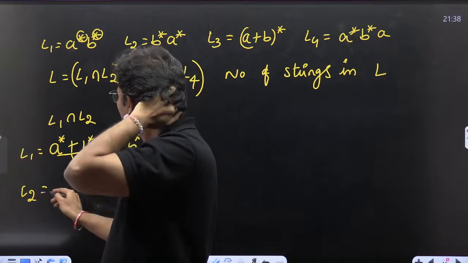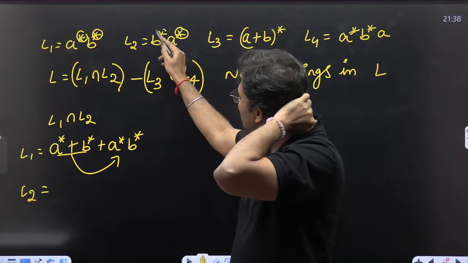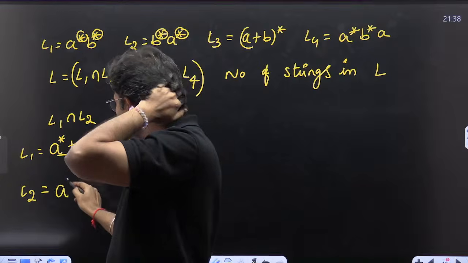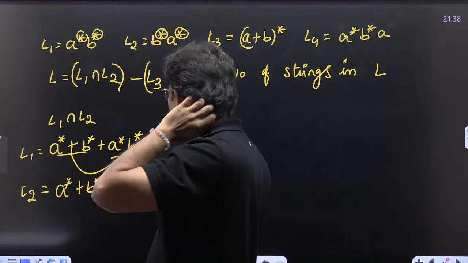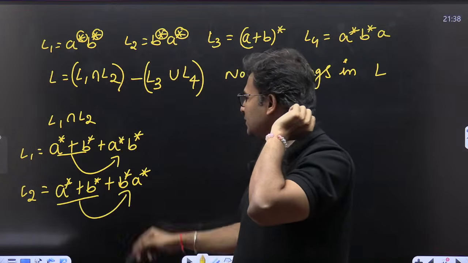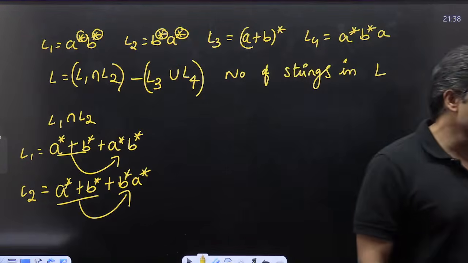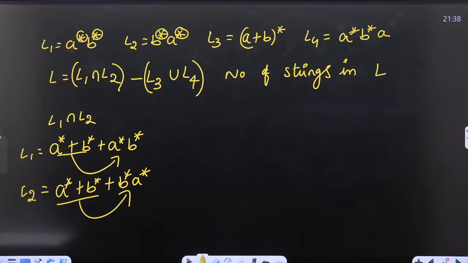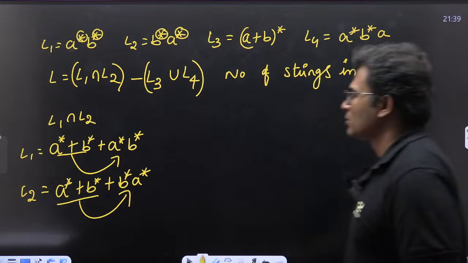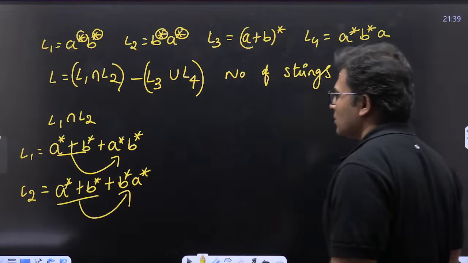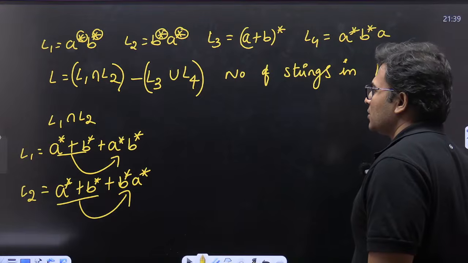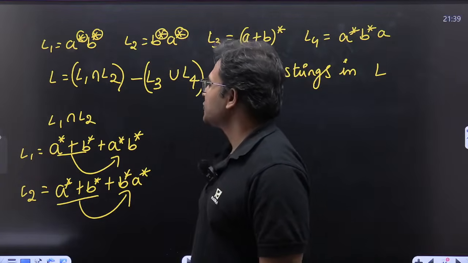Now L2 also, if I put a 0 here, I get B star. If I put a 0 here, I get A star. So here also I get A star plus B star plus B star A star, right? These two are anyways present in B star A star. These two are anyways present in A star B star, right?